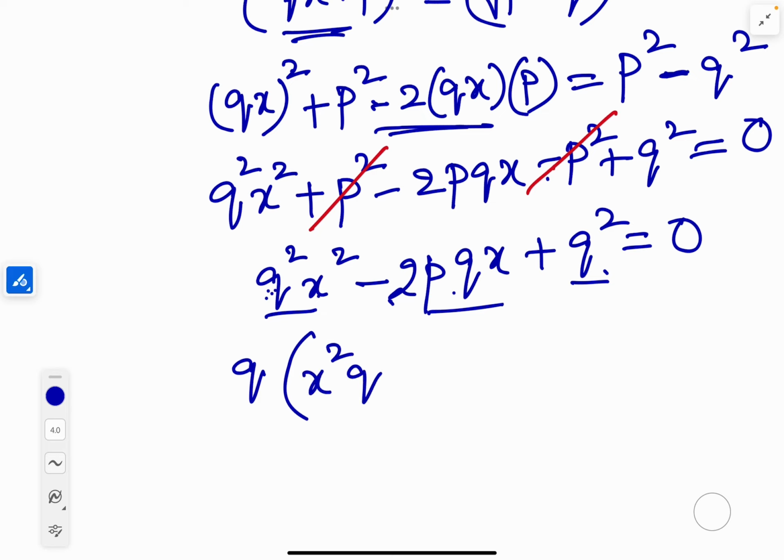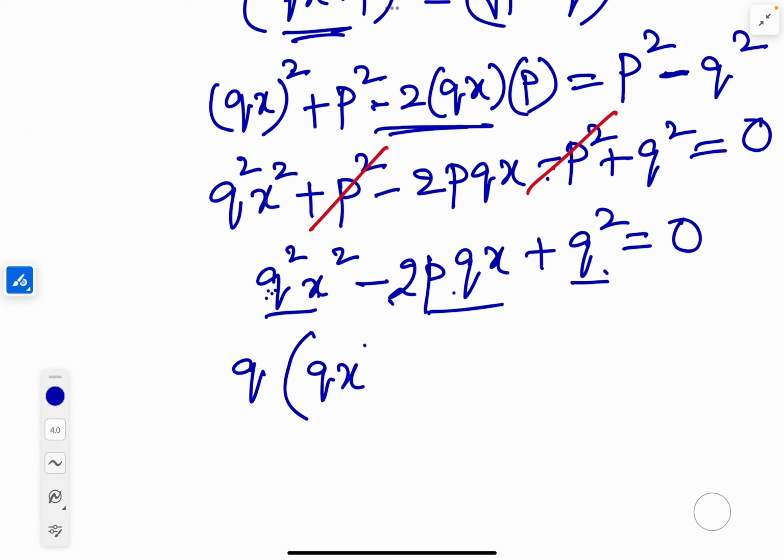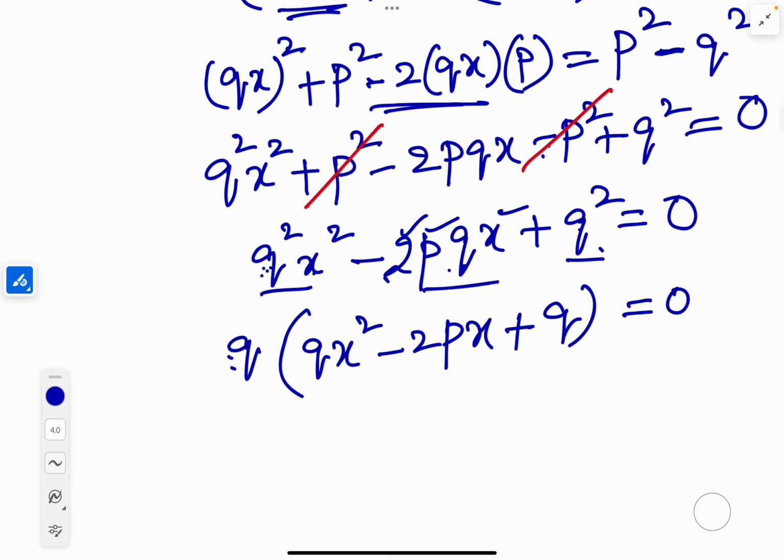One q will be left. So x square q can I write, or qx square? It's up to you. Don't get confused. Okay, so we can write it as qx square also. Okay, qx square minus q is out. So what are we left with? 2px plus q. Out of q square, q is out, so we are left with 1q is equal to 0.